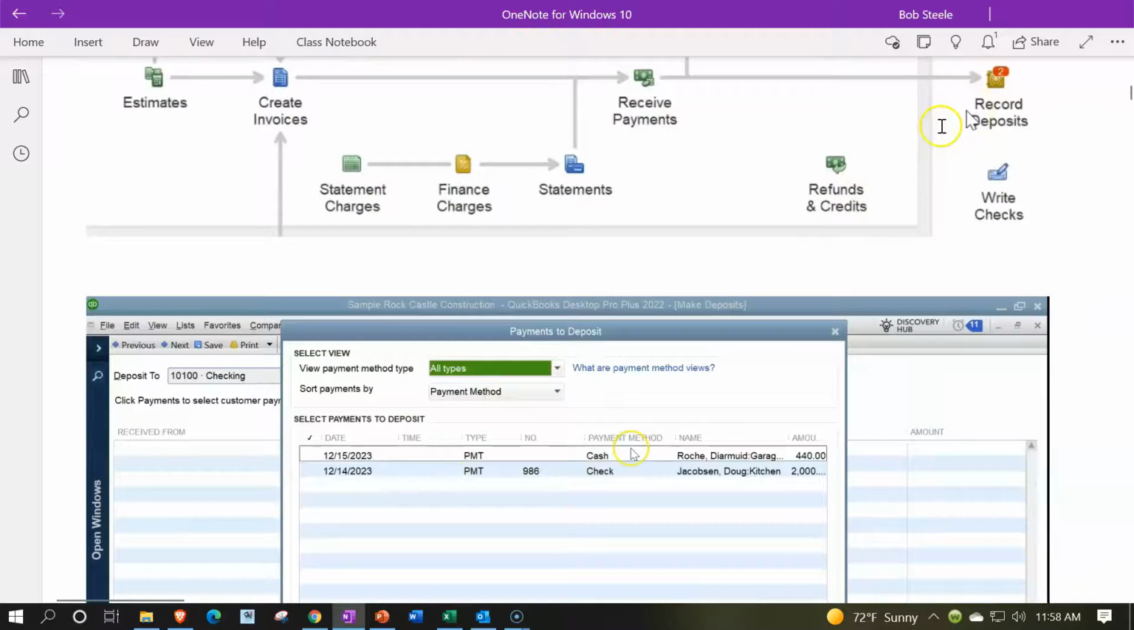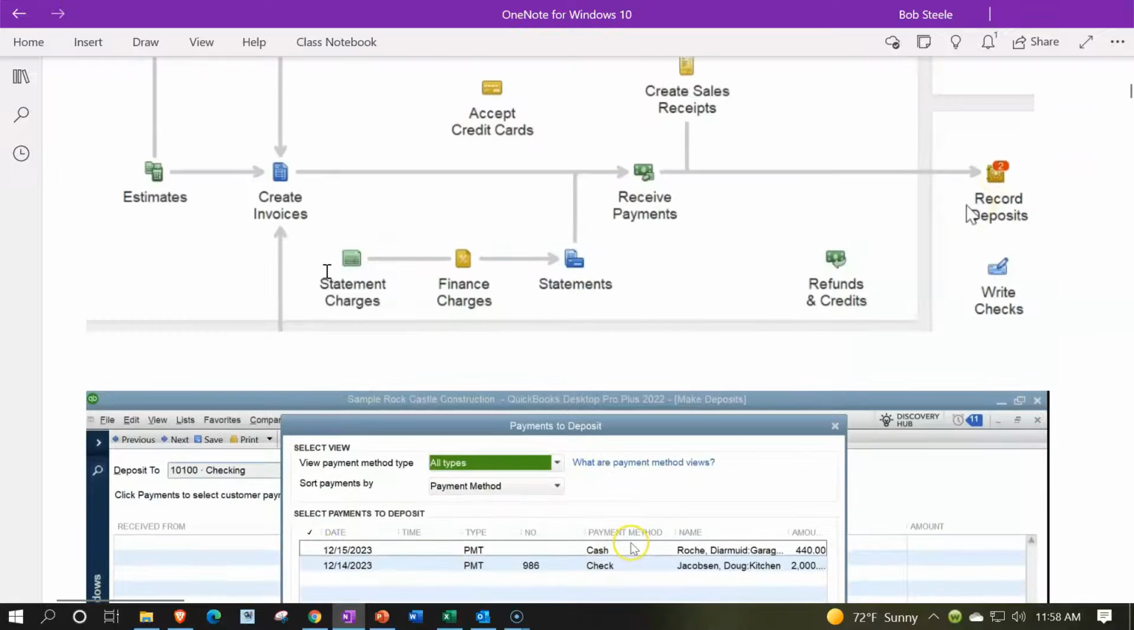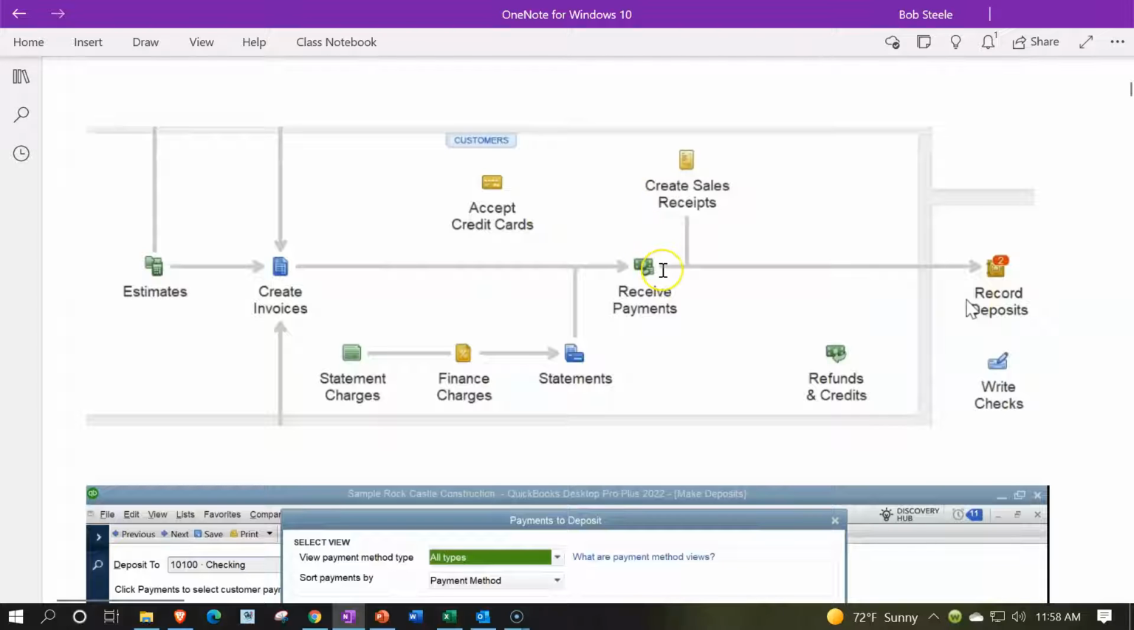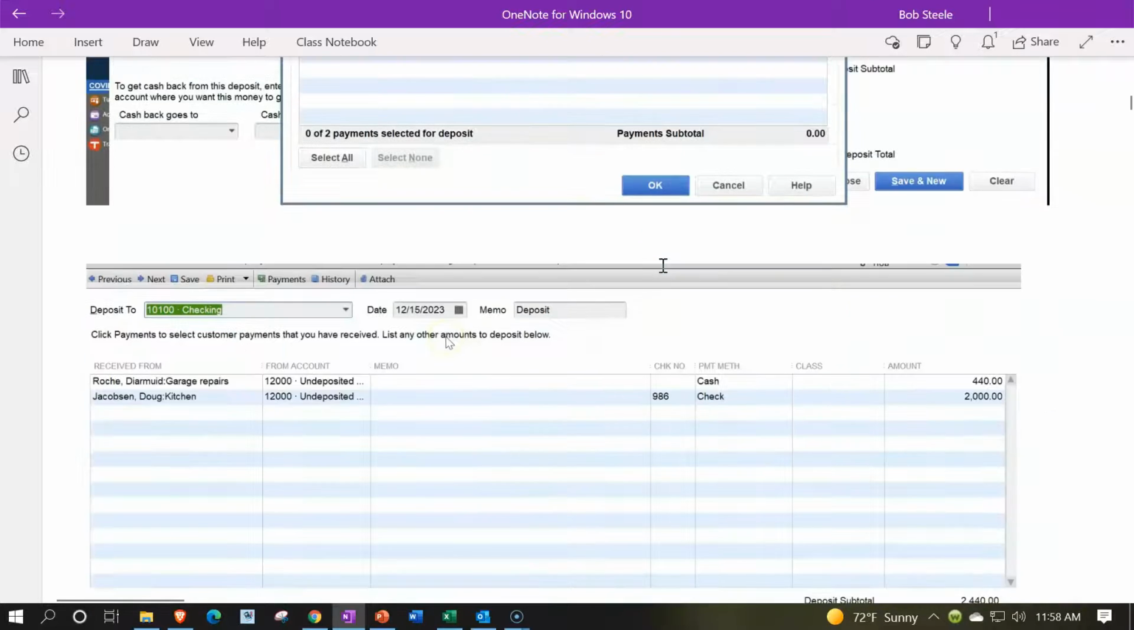If you go into that deposit amount, here are those two items that, if you were to check them off, would then be combined together on one deposit sheet so that they would be deposited into the checking account at the same time. These two are coming from either the create sales receipt or the receive payments and would be reflected on the balance sheet in undeposited funds.